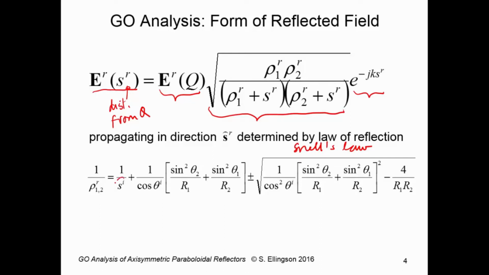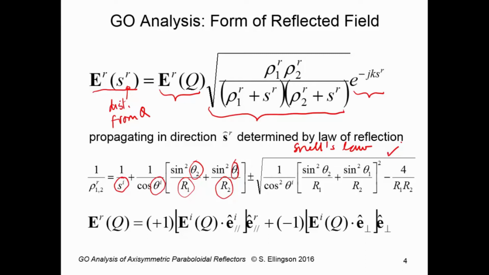Just to remind you, S super I is the distance from the feed. Theta super I is the angle of incidence. R sub 1 and R sub 2 are the principal radii of curvature of the reflecting surface at the point of reflection. And then theta 1 and theta 2 are angles relative to the normal that describe those principal planes. It will turn out, as it often turns out, that we don't really need this full expression, but just to be complete here, we'll include it.